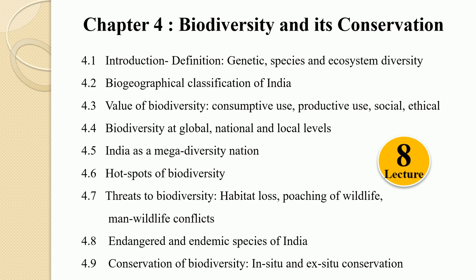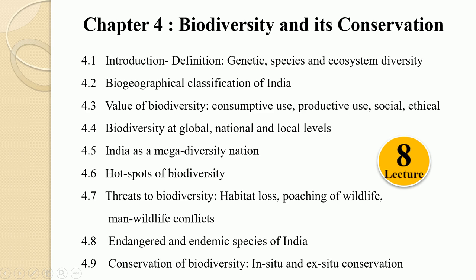Chapter number 4 is biodiversity and its conservation. Whatever living things, which include plants, animals and microbes, are present in our surroundings, their diversity is referred to as biodiversity. So we are going to learn what genetic diversity is, what species diversity is, and what ecosystem diversity is.